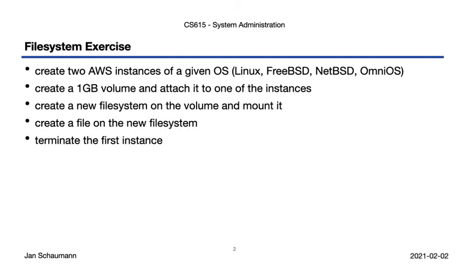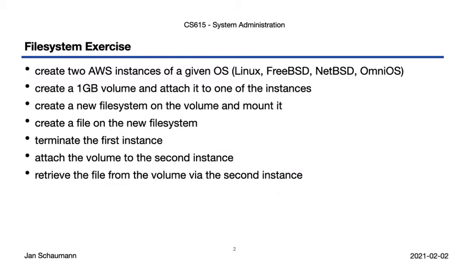Then we can terminate the first instance. Now note that any files stored on the root file system of this instance are lost to us, as they are not persisted anywhere. But since we're looking at our custom volume here, we are then still able to attach this volume to the other instance now, and then retrieve the files from the volume via the second instance. Pretty straightforward, right? But this gives you an opportunity to practice the commands relating to file systems and disks.